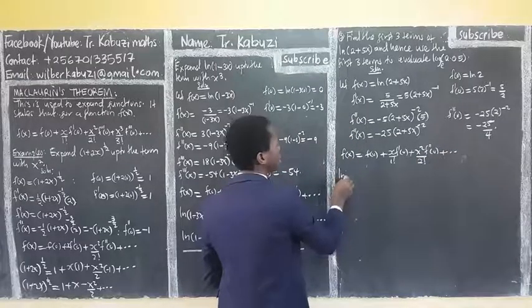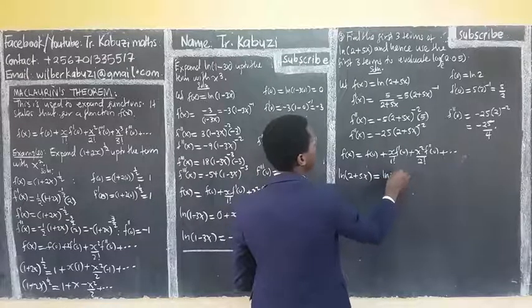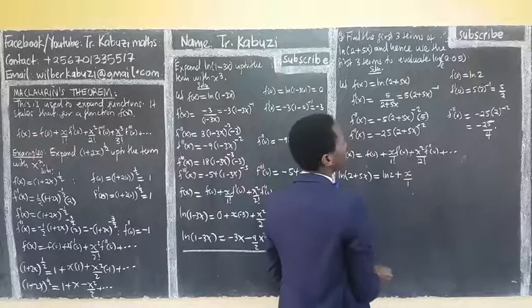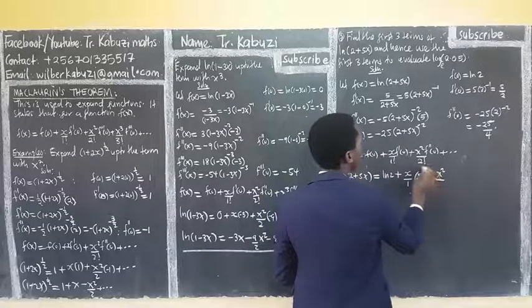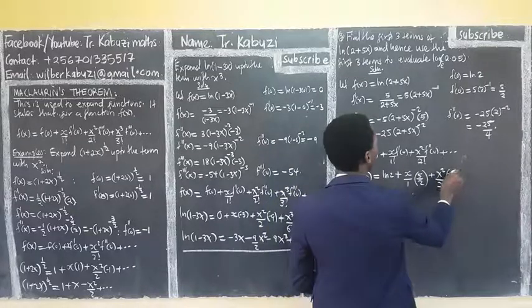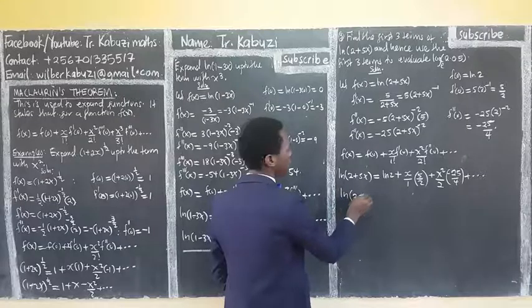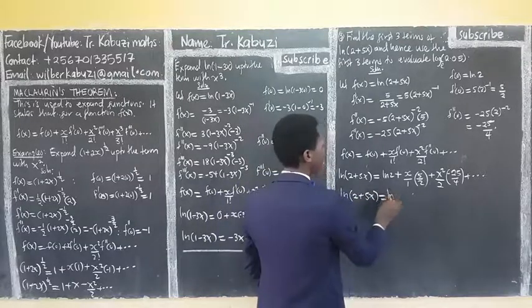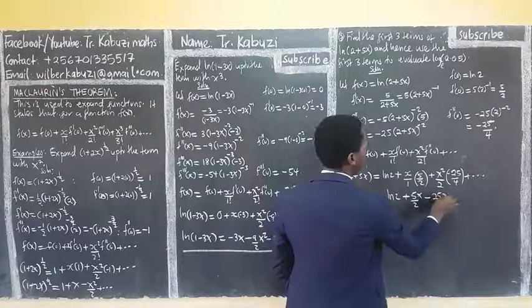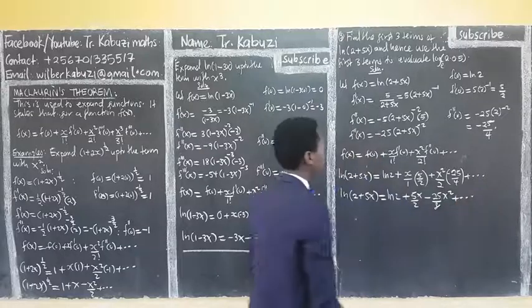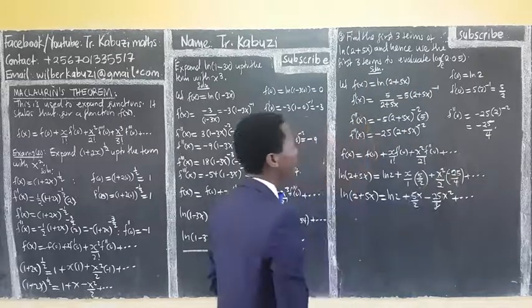So natural log of 2 plus 5x is going to be f of 0, natural log of 2, then plus x over 1 factorial, which is 1, times f prime of 0, then plus x squared over 2 factorial, which is 2, times negative 25 over 4, plus other terms. So natural log of 2 plus 5x is natural log of 2, plus 5x over 2, minus 25x squared over 8, plus other terms. We have finished this, and hence use the first three terms to evaluate log to base e of 2.05.